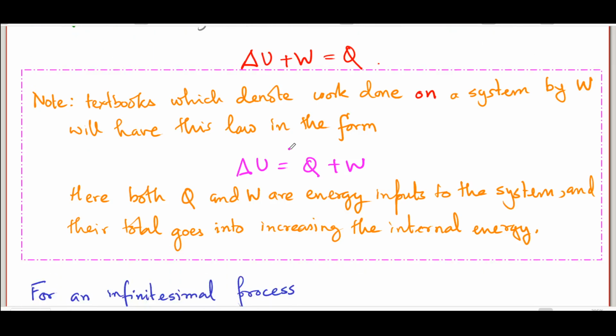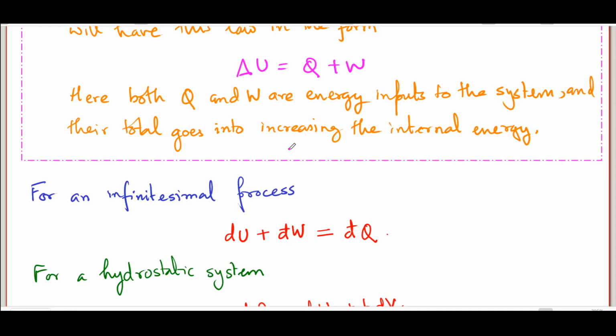Now the infinitesimal process version of this equation is simple. It's du plus d cross W. Note that we are back to using d cross W now that we are no longer under adiabatic conditions. The infinitesimal work done is no longer an exact differential. But du plus d cross W is equal to something else which is also definitely not an exact differential, d cross Q. The infinitesimal amount of heat flowing into the system.